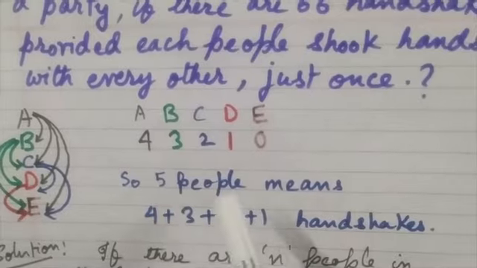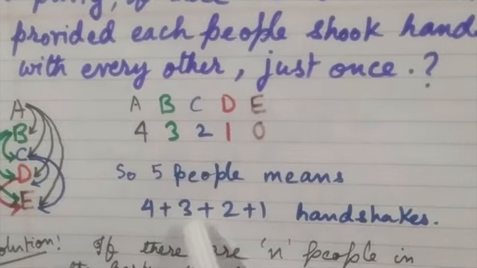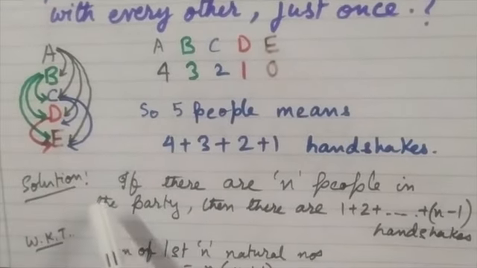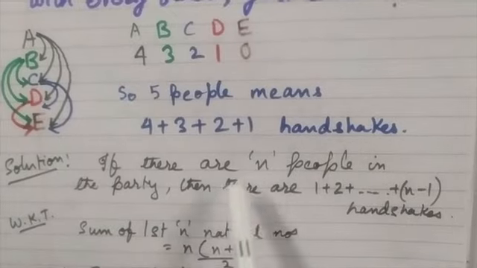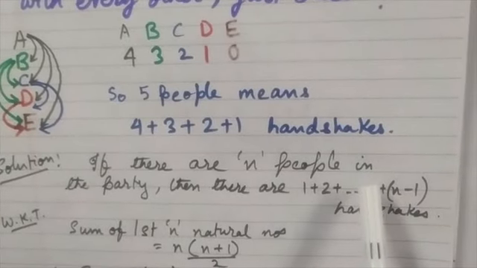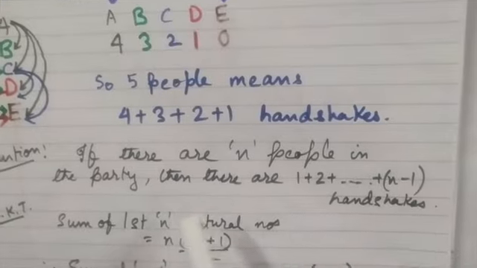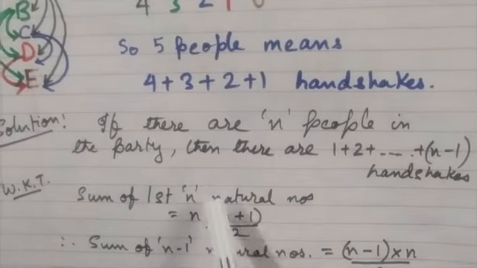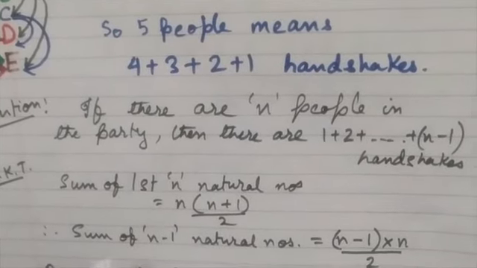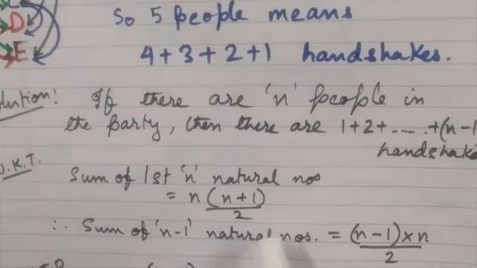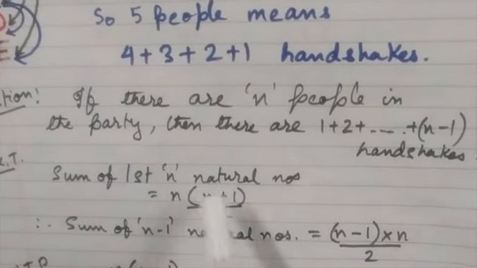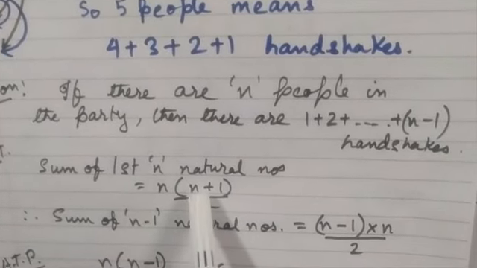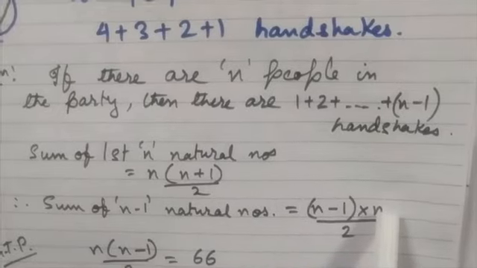So now 5 people means you have to add 4 plus 3 plus 2 plus 1. This is just for your own self explanation. Now the solution, how you are going to write: if there are n people in the party, there are 1 plus 2 plus dot dot dot plus n minus 1 handshakes. Now we know that the sum of the first n natural numbers is n into n plus 1 by 2. So what will be the sum of n minus 1 natural numbers? Replace n by n minus 1 over here. Okay, n minus 1 you have replaced. Over here, if you replace n by n minus 1, minus 1 plus 1 cancels and you get n.